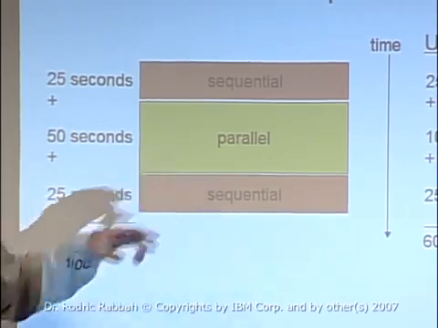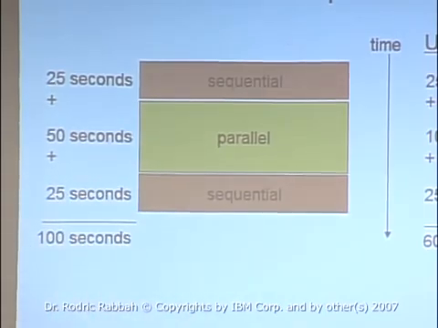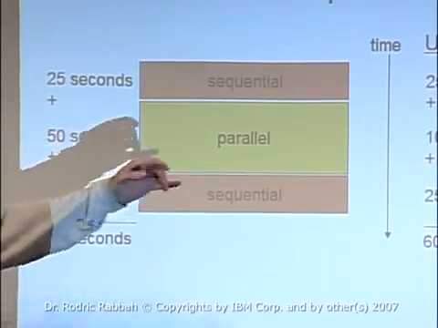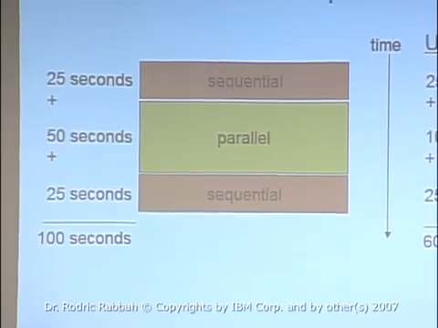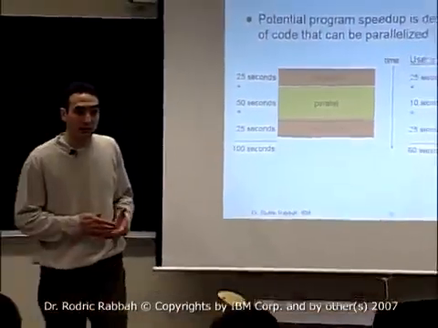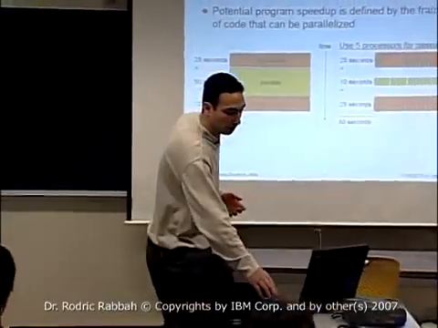But this parallel part I can break up among the different processors, 5 in this case. And that gets me 5-way parallelism. So the 50 seconds is now reduced to 10 seconds. Is that clear so far? So the overall running time in that case is 60 seconds. So what would be my speedup?